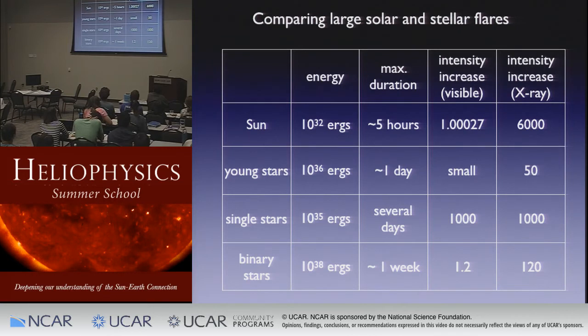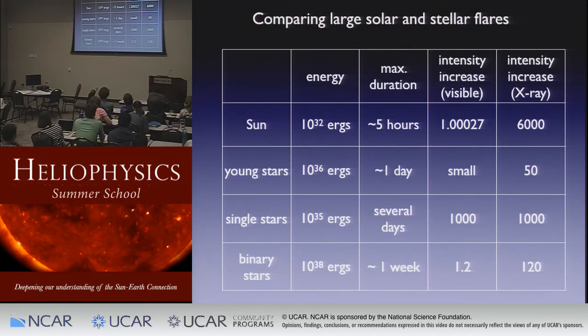These are the time scales of flares. The sun is a few hours. Young stars, a day. Single stars, several days. And binary stars, a week. So it's a long duration of the process that generates the flare. This time scale gives us a hint about how long that event and process actually take. Okay?